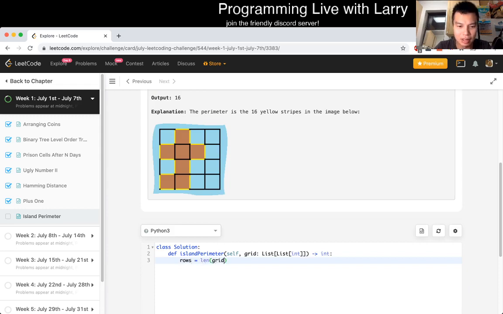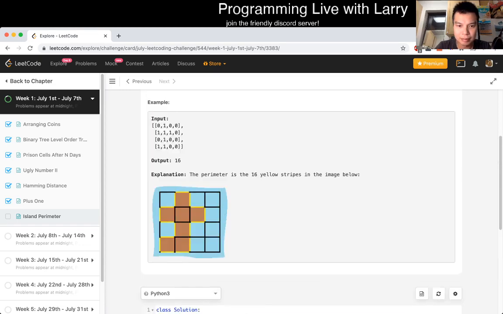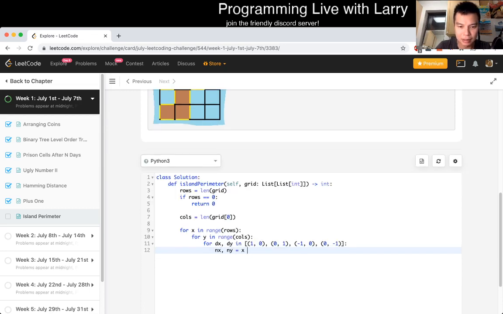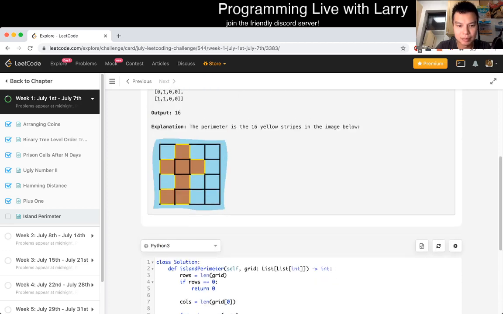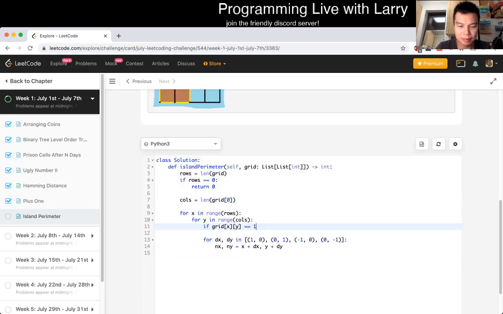So rows is equal to the length of grid. Columns is equal to the length of grid sub 0. If rows is 0, then we return 0. For x in range of rows, for y in range of columns, and then for dx, dy in this delta array, I always call it. Then the next x and next y is x plus dx, y plus dy. First of all, we have to check if grid of x, y is equal to 1. Okay, then we go do this thing.